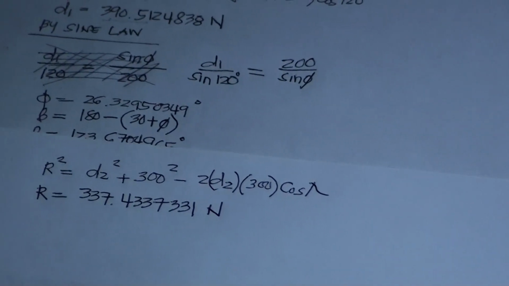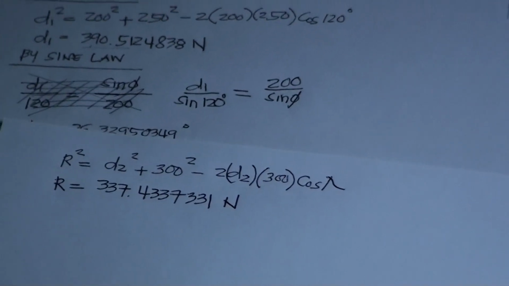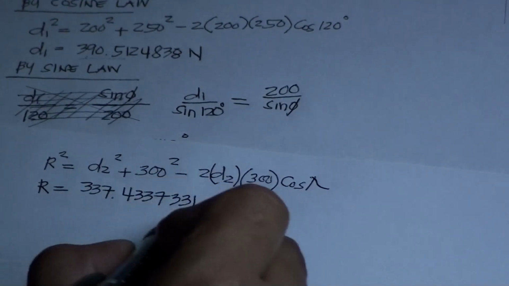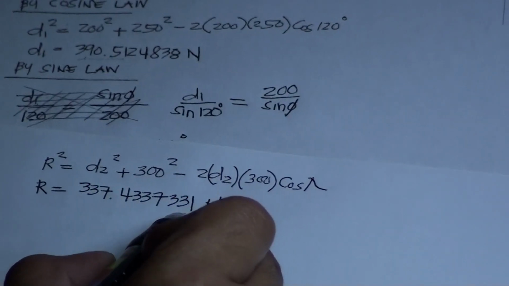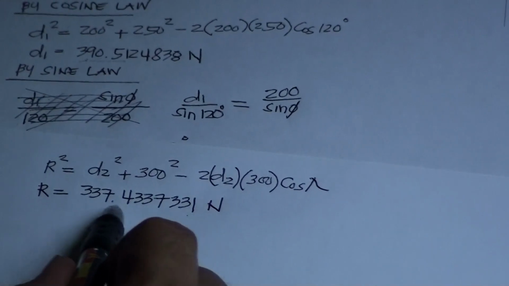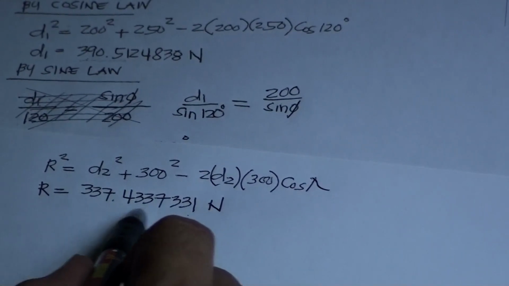Okay. Now, what's next? Notice that this is exactly the same as the component method. We will try to check later if really by component method this will be the same as this value, the magnitude of R.